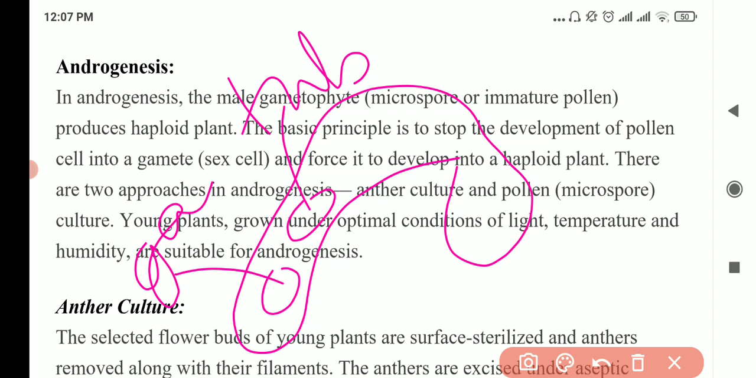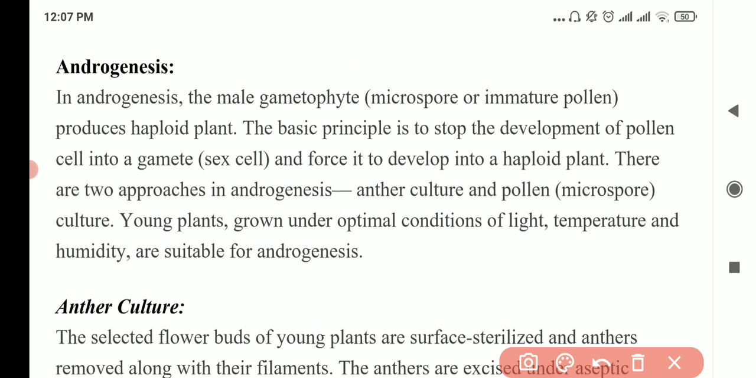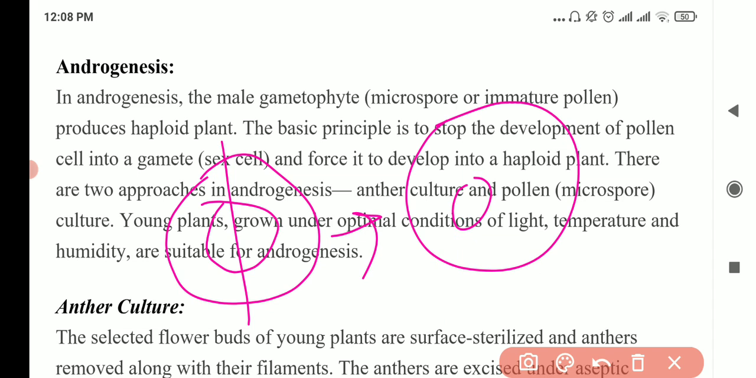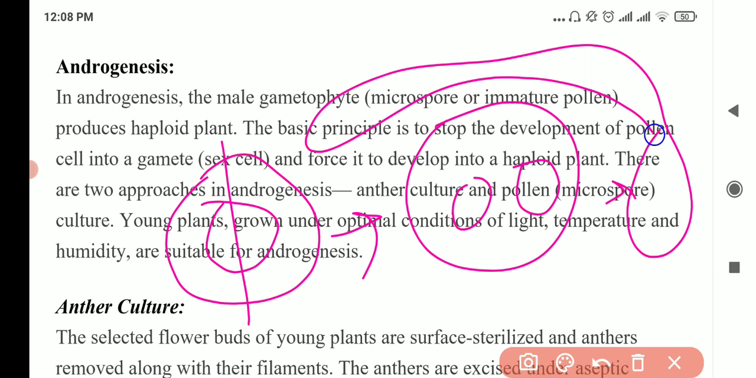So we want to stop this from forming. We want the pollen nucleus to stay there. We don't want it to divide to form the generative cell and the sperm cell. Remember that the pollen tube used to form, then the generative cell will follow, and the male gamete cell also will go first. Something like that. I have forgotten.